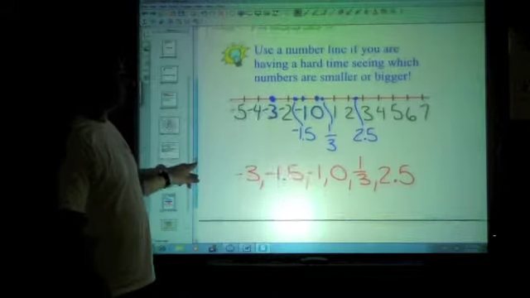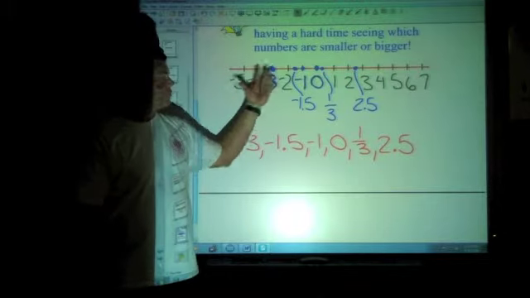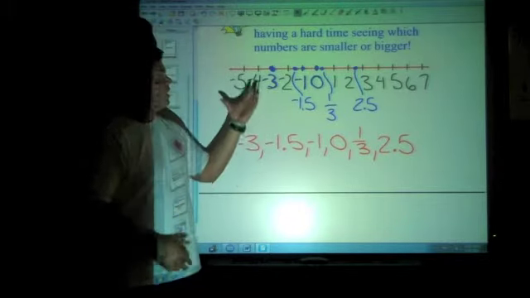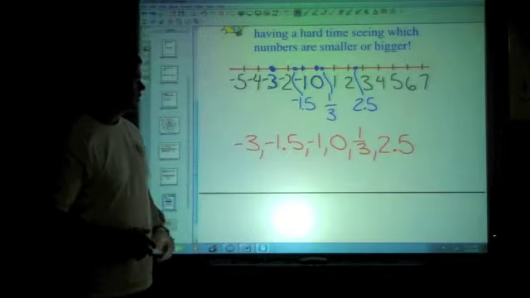All right? The number line can be very helpful, especially if you're still kind of developing your skills with positive and negative numbers as well as fractions and decimals.